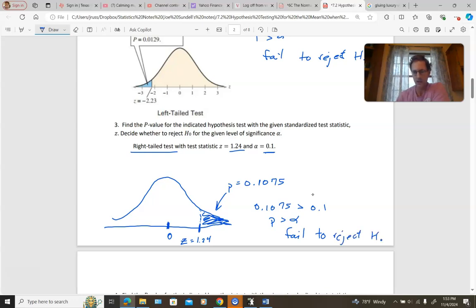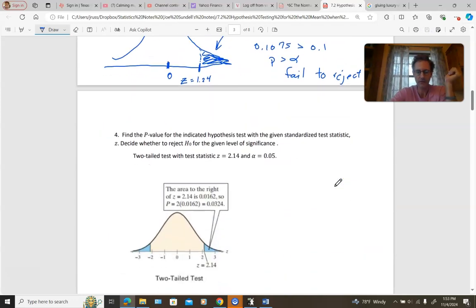H naught again. In other words, we would like for this test statistic to have been a little further to the right before we would actually reject H naught, okay, or our null hypothesis, given this level of significance.